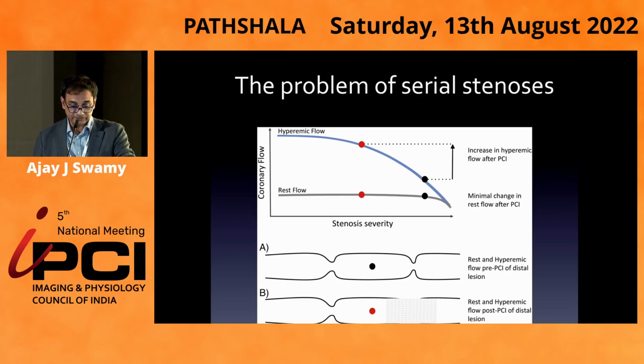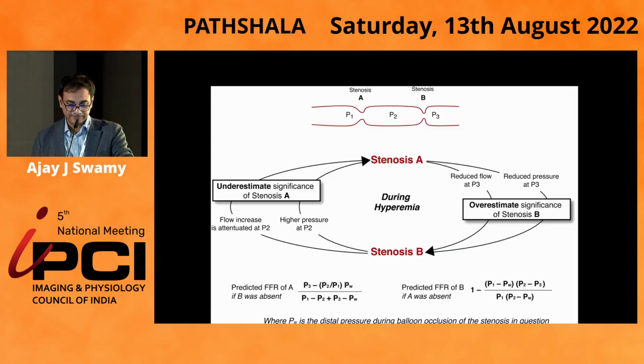Secondly, when there are two tandem stenoses, the rest and hyperemic flow pre-PCI remain the same, but post-PCI of a different lesion is going to leave only the surrogate of the remaining stenosis in that particular vessel. Thus, the first or the proximal stenosis is going to overestimate the significance of the distal stenosis, and the distal stenosis leads to an underestimation of the significance of the proximal stenosis.